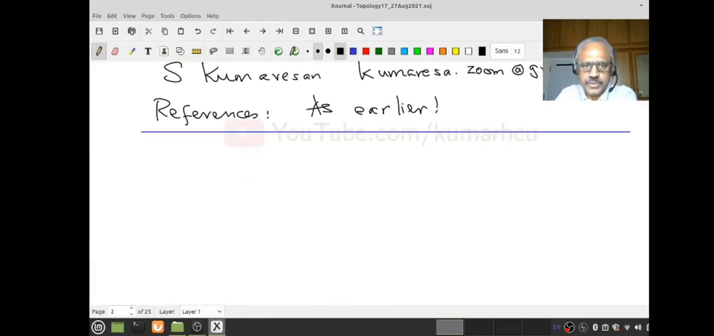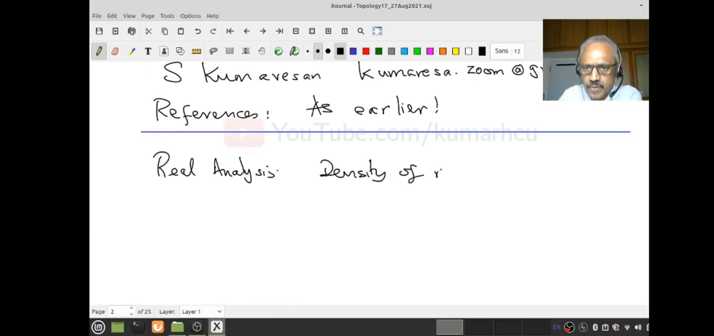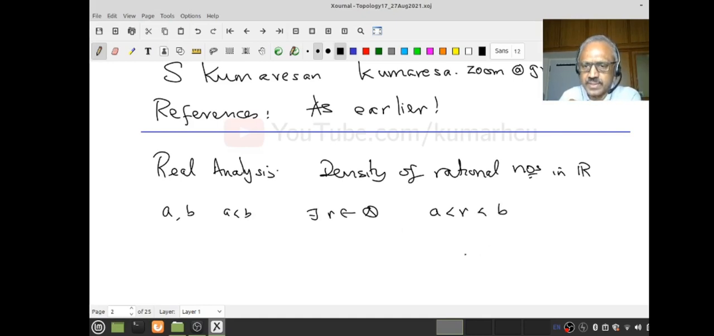So all of you, in your course in real analysis, must have seen what is known as density of rationals. What did it say? You give me any two real numbers a and b with a less than b, there exists a rational number q so that a is strictly less than q, which is strictly less than b. This is the same as saying, let's look at an open interval (a,b), then there exists some r in Q.